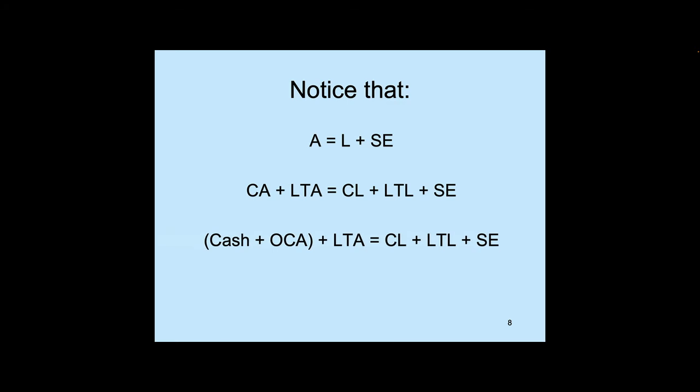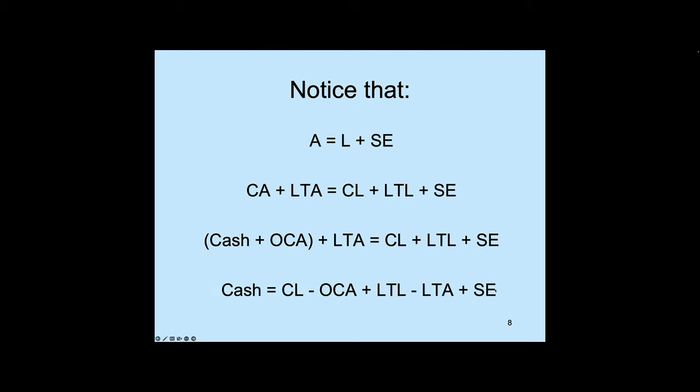Here's our accounting equation: assets equals liabilities plus stockholders' equity. And what we're going to do now is we're going to break this down into current assets and long-term assets. And current assets are equal to current liabilities and long-term liabilities. So all we're doing is breaking up assets into current and long-term, and liabilities in current and long-term. The accounting equation remains intact. And then if we parse out cash from the other current assets and leave everything else the same, it looks like this.